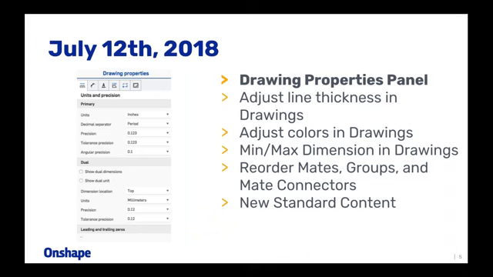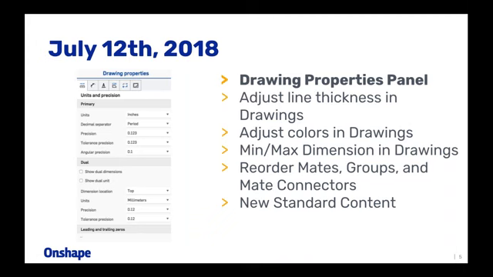Some improvements at the assembly level in Onshape: reordering mates, groups, and mate connectors. This one's particularly useful if you'd like to see your assemblies listed in a certain way. For instance, I like to see all the groups, and then all the mates, and then any mate connectors that I may have created. In the past, you couldn't reorder those in the assembly. So I couldn't pair all my mate connectors together, or all my mates together, or whatever it may be. Now you can organize them, and you can grab and drag and move them around. So reorder mates, groups, and mate connectors, just an easy way to organize your assembly.